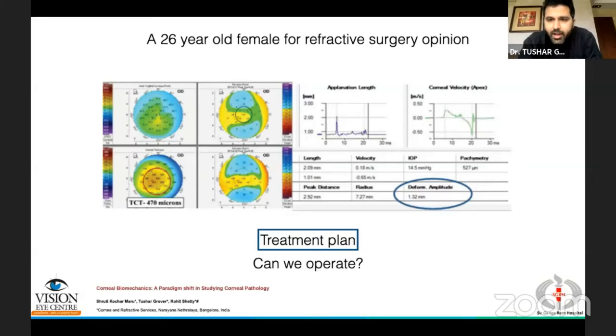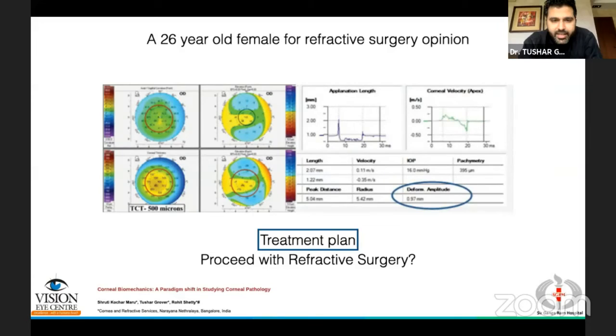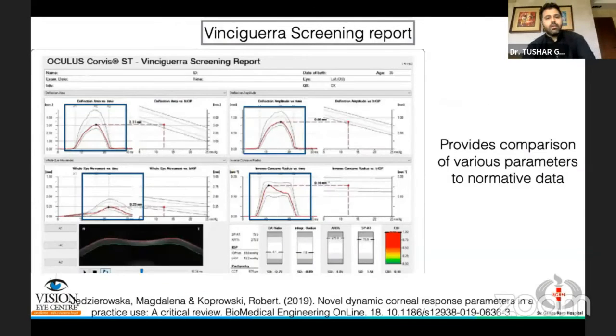But considering the biomechanics, you would not want to do any surgery on this particular patient. Whereas, say, this patient has a borderline pachymetry of 500 microns, but extremely good biomechanics. The deformation amplitude is quite low. So such a patient you can even take up for LASIK, not just PRK.